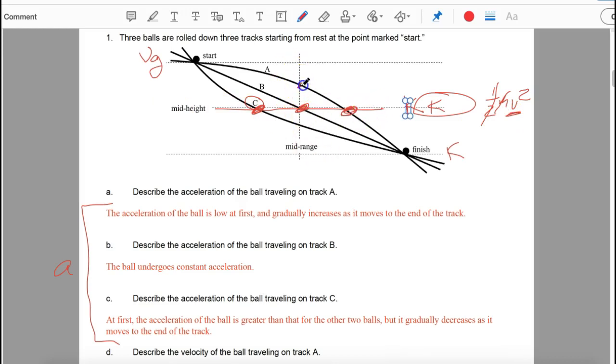But at mid-range, notice that ball A is here, ball B is here, and ball C is already down here. Their velocities are not the same. Their velocities at the mid-range are now different. C is the fastest, followed by B, followed by A. That should help you a little bit with the time also.